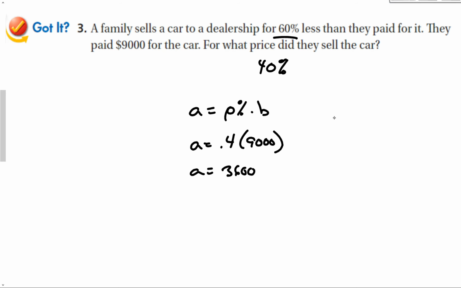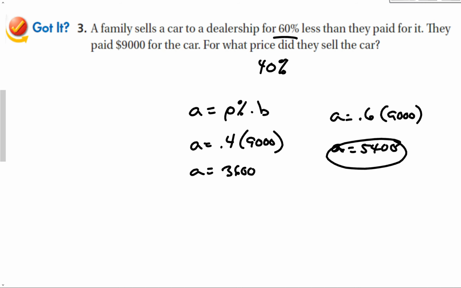Now we could have done this: 60% times 9,000, and then we would get 5,400. Now you have to realize that 5,400 is the amount that the discount is. So you take 9,000 minus 5,400 to get 3,600.